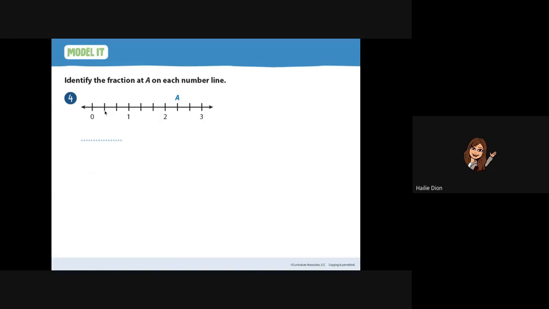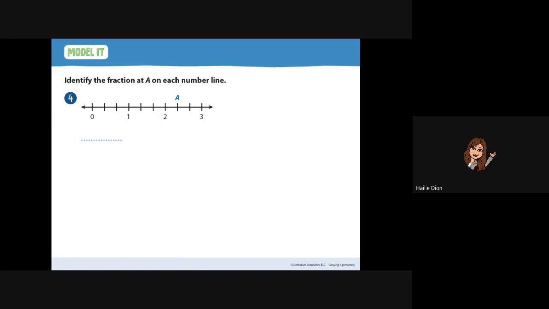So from here to here is going to be 1/3. From here to here is going to be 2/3. And from here to here is going to be 3/3. Now, we know that if it is a whole number, it's going to be 3/3. So now we can just keep going and adding to our numerator because our denominator needs to stay the same, because we're continuing to work with thirds. So we have 3/3. Then this area would be 4/3, 5/3, 6/3, and 7/3. So it looks like our A is going to be 7/3.